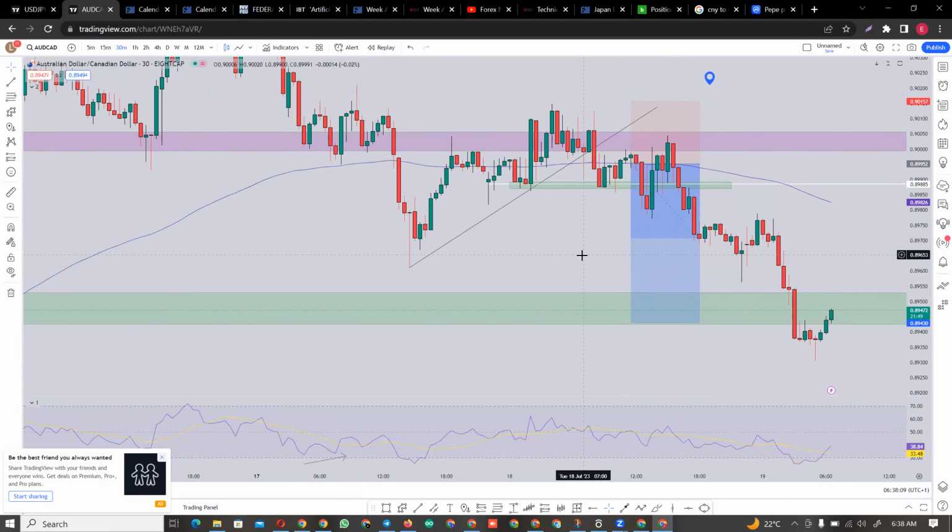The New York candle, right? The market started selling. Then by 1:30, this is 12:30, this is 1 o'clock. This is the news candle. At 1:30, the market was selling. Look at what the market did.